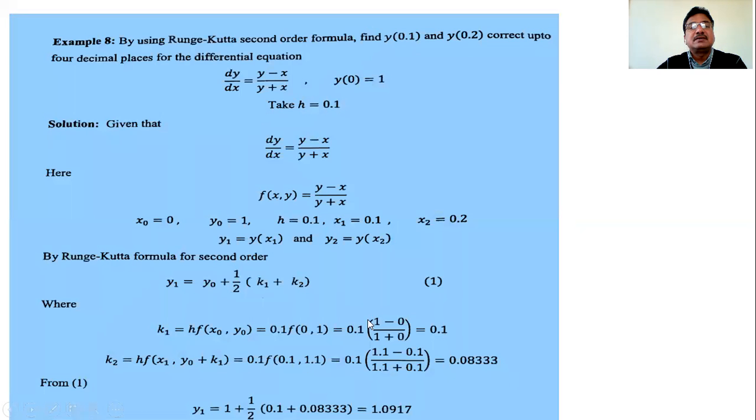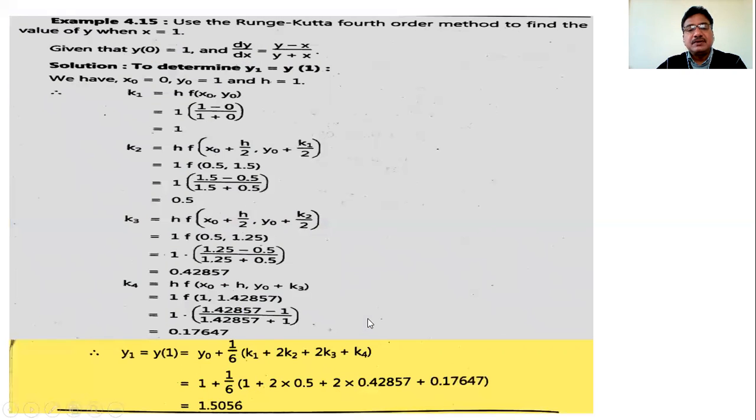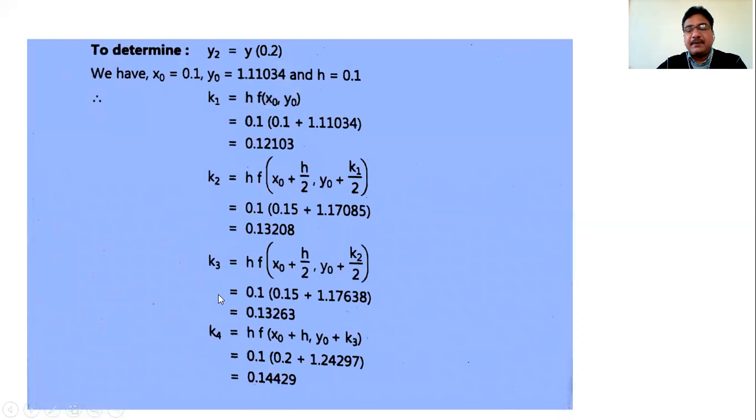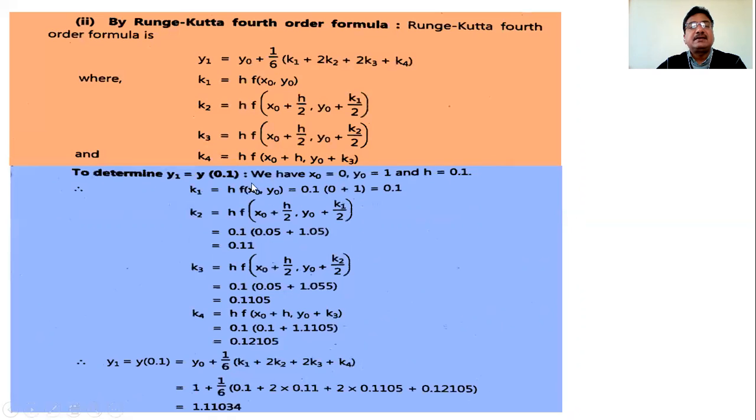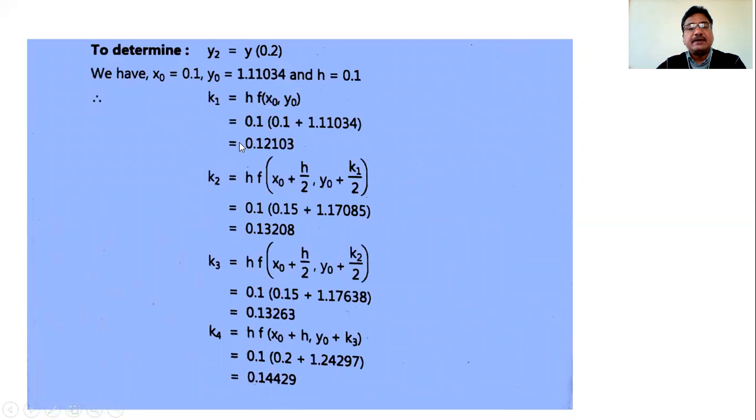So here write K1, find K2, K3, K4, then write the next part of this answer, that is, write this formula. y1 is y naught plus 1 by 6 times K1 plus 2 K2 plus 2 K3 plus K4, and substitute these values. We get the answer. Okay, so that is the value of y at 0.2.